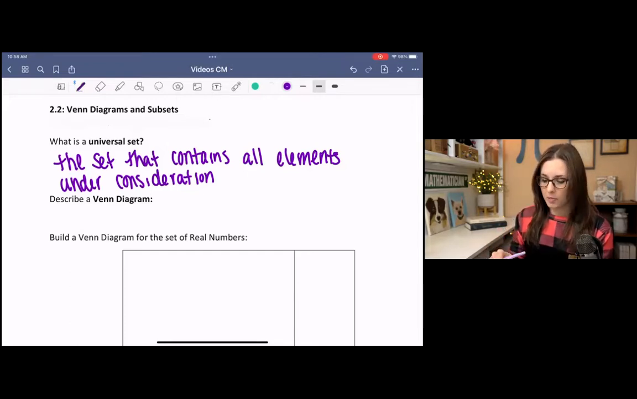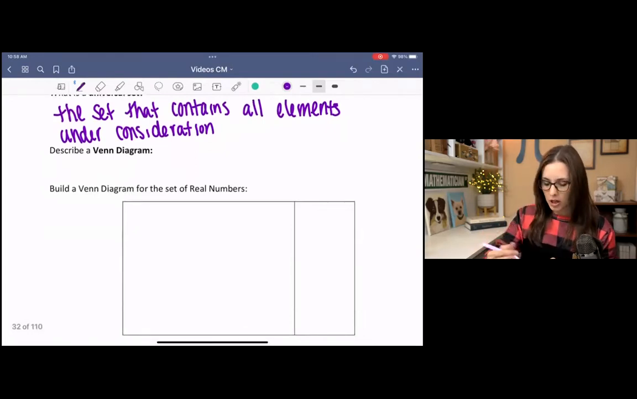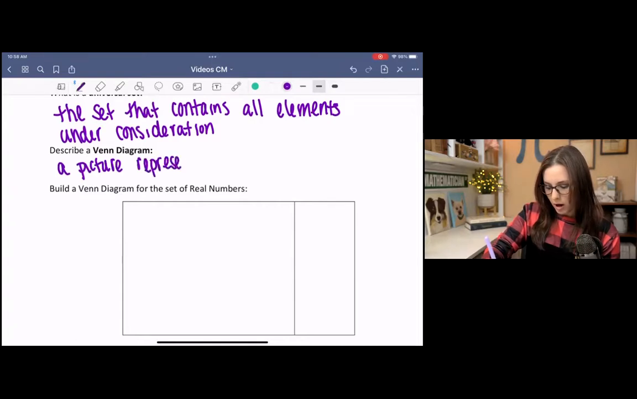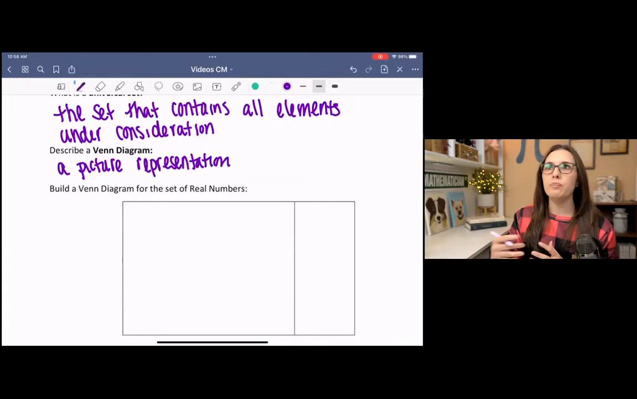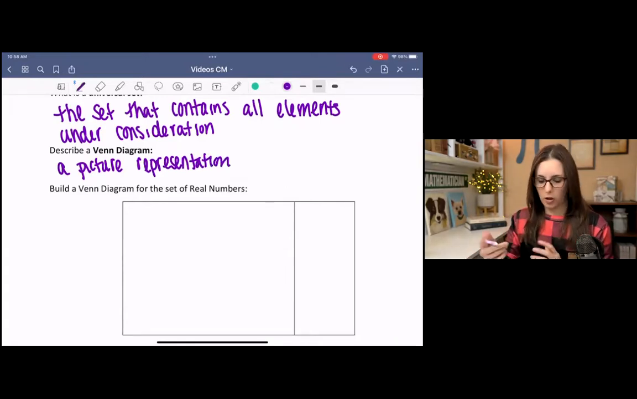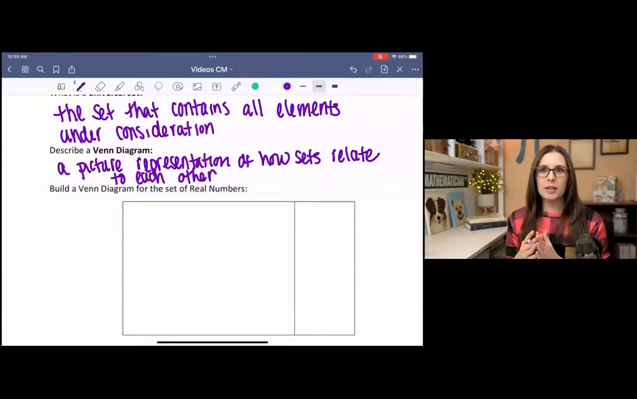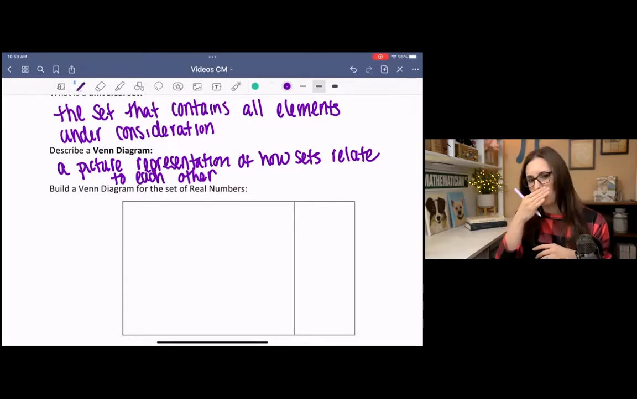A Venn diagram is just a picture representation of how sets relate to each other. And it's usually using some shapes like rectangles and circles, and the rectangle represents the universal set, which in this case is the real number system, or the real numbers. And then inside that rectangle are circles or ovals or whatever shape you want to use that sometimes overlap. And when they overlap, that means that they have something in common.